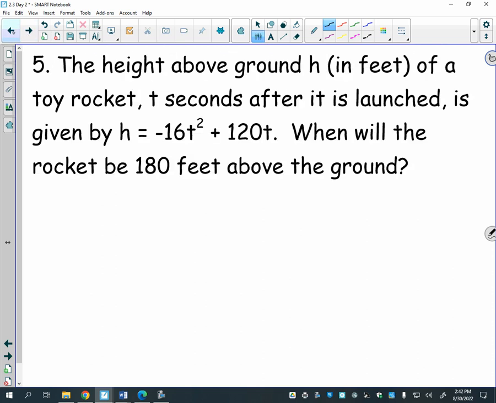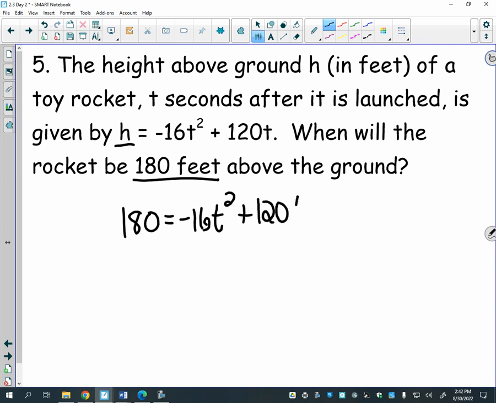I think, yeah, this is the last one here, and it says the height above ground in feet of a rocket t seconds after it's launched is given by this equation. When will the rocket be 180 feet above the ground? So a question like this has the equation that they're giving us. 180 feet is the height that we're going to plug in here. So we get 180 equals negative 16t squared plus 120t. Again, I always like to keep that positive, so I'm going to add that over and say 16t squared minus 120t plus 180 equals 0.